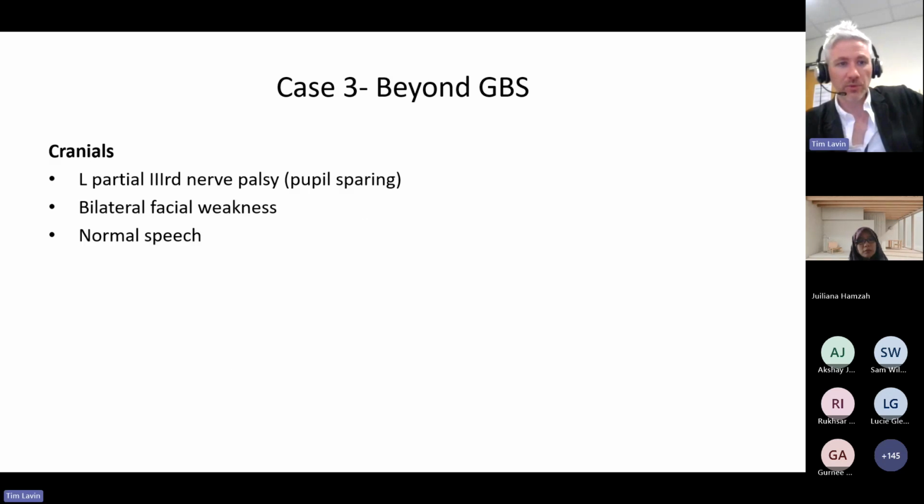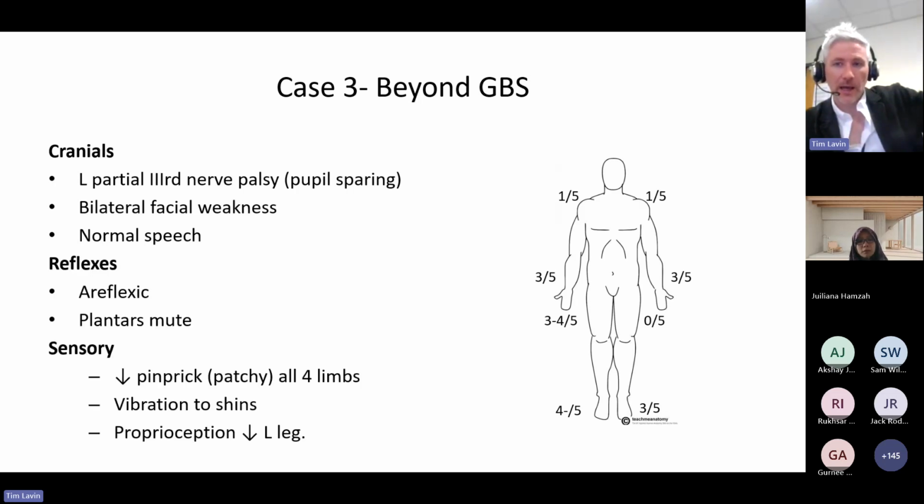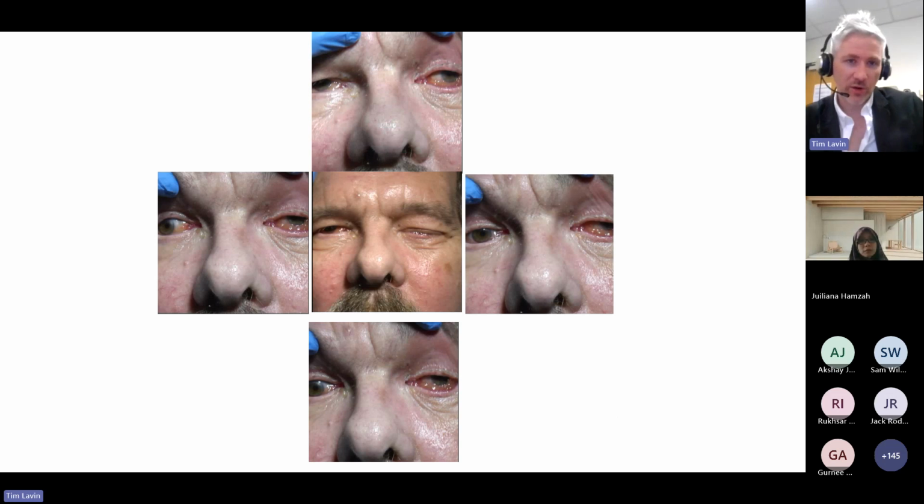But he had, no, it's pupil sparing actually. So no, it wasn't. It was more like a medical third rather than external compression. He had bilateral facial weakness. He was very, very weak. He ended up in ICU, areflexic. And these were his eyes. He had this quite nasty ptosis, and he had this really nasty third on his left, which again was pupil sparing.